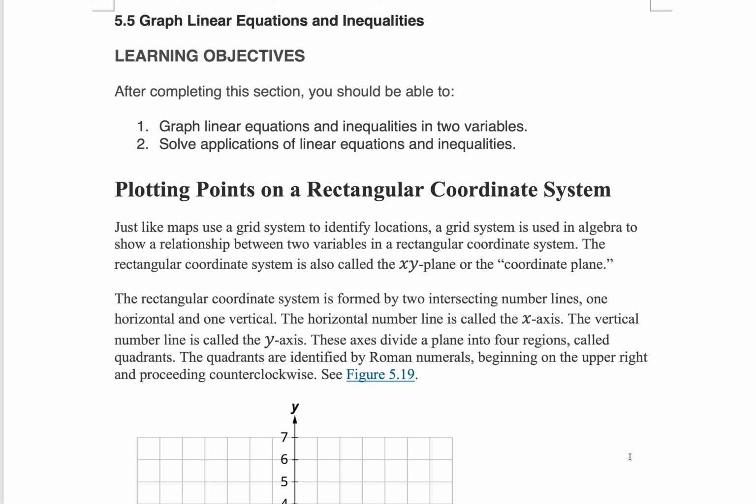And this time we are moving into discussing section 5.5. It is about graphs, and specifically graphs of linear equations with two variables. We will not talk about the inequalities, graphs of inequalities, for now. So section 5.5, graphs of linear equations and inequalities.